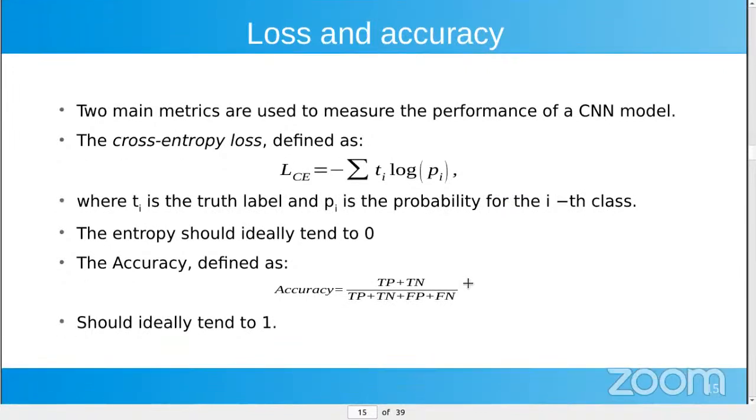So how do you know if your model is actually working correctly? You need to introduce metrics, and the two most commonly used metrics are the cross-entropy loss, which is given by the sum of Ti log Pi, where Ti is the truth label, which can be in our case 0 for circulation, 1 for switching, 2 for libration, 3 for vibration around 0. And Pi is the probability for the hit class, and this ideally should tend to 0. And the accuracy, which is defined by true positives plus true negatives divided by all the data, is essentially a measure of the number of correct predictions that your method will perform. It should ideally tend to 1.